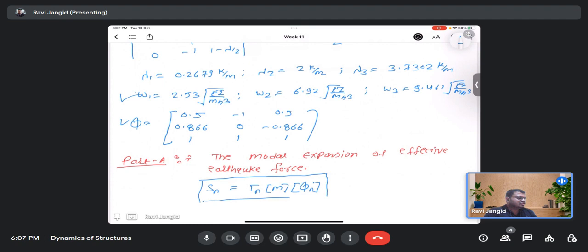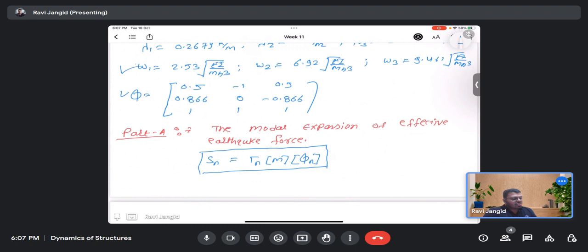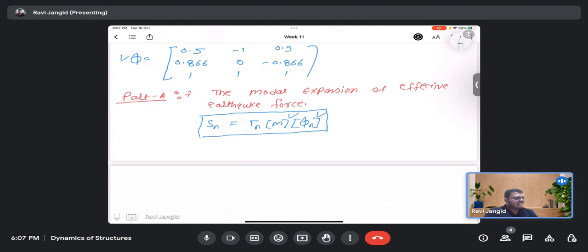For this we have the mass matrix and the mode shapes. We need to focus on the participation factor, which tells us which mode is most predominant. If the participation factor is high, then that mode is more predominant; if it is lesser, then it is less predominant. So first find the participation factor.